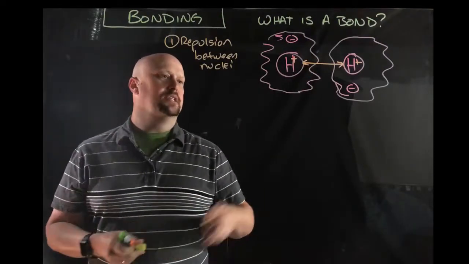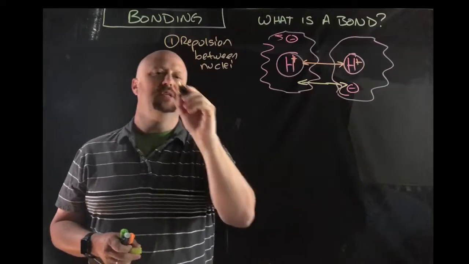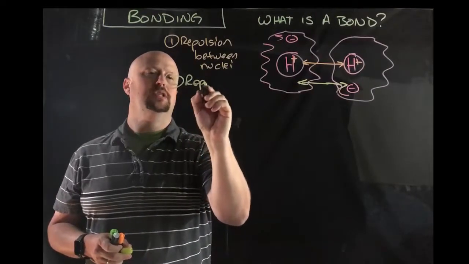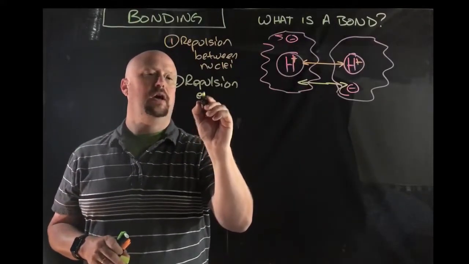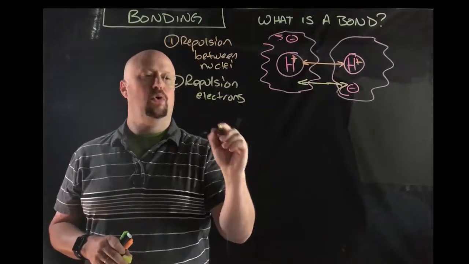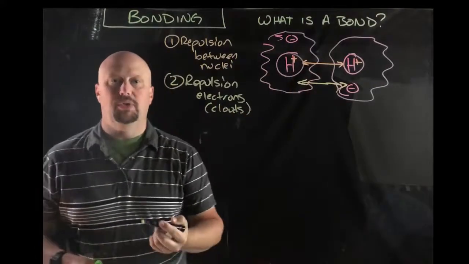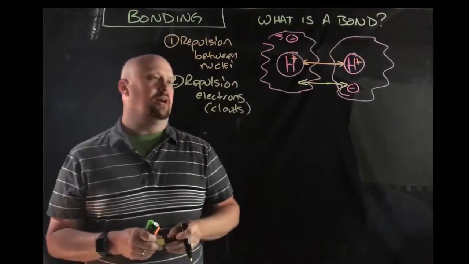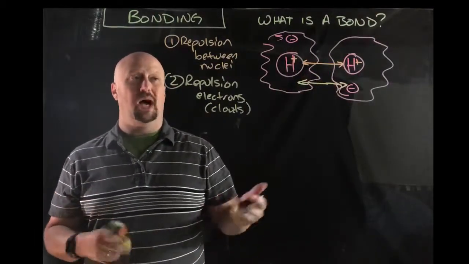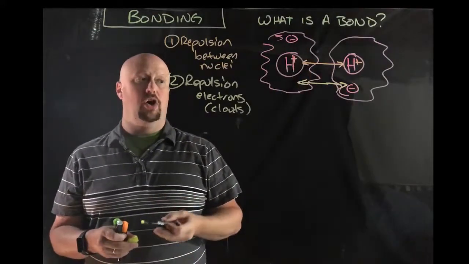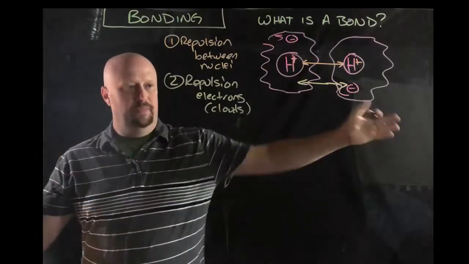The second one is going to be another repulsion. Now remember, force of repulsion. There's a repulsion between electrons, or we could say between electron clouds. In our case, we're only dealing with one electron each, so it's between the clouds, or between the individual electrons. So the electrons are also repelling each other. Why? Because those are both the same charge, so like charges are going to repel each other. That's also going to be a repulsion.